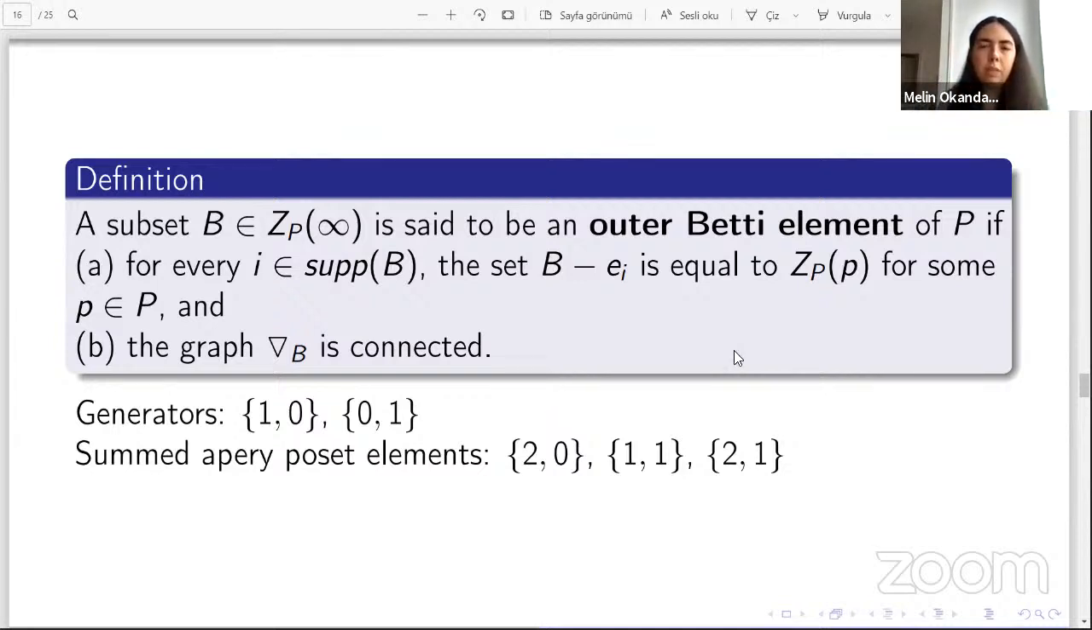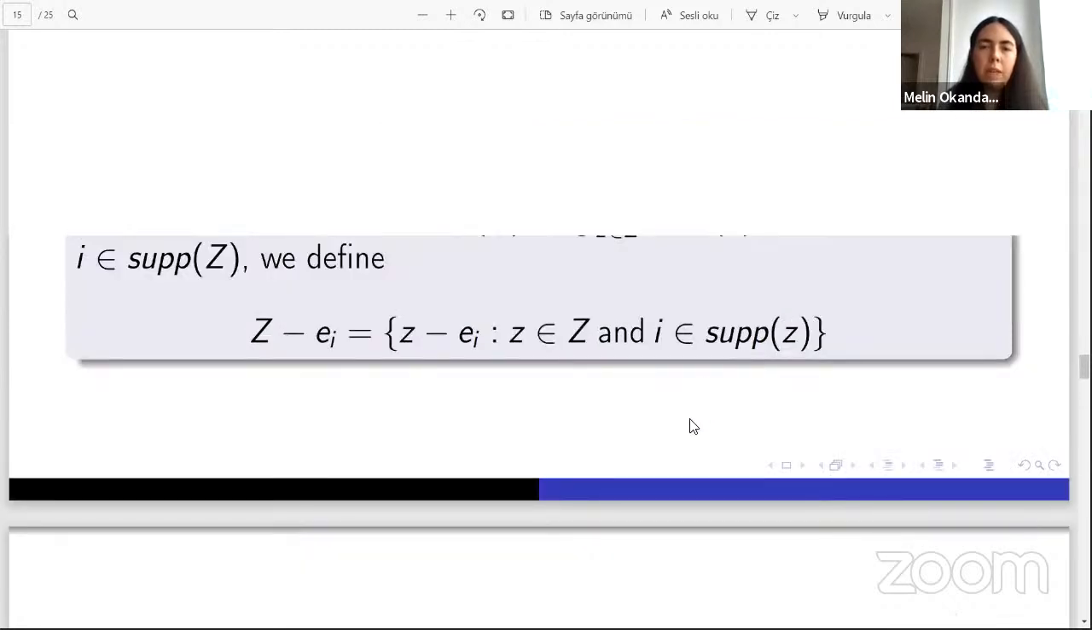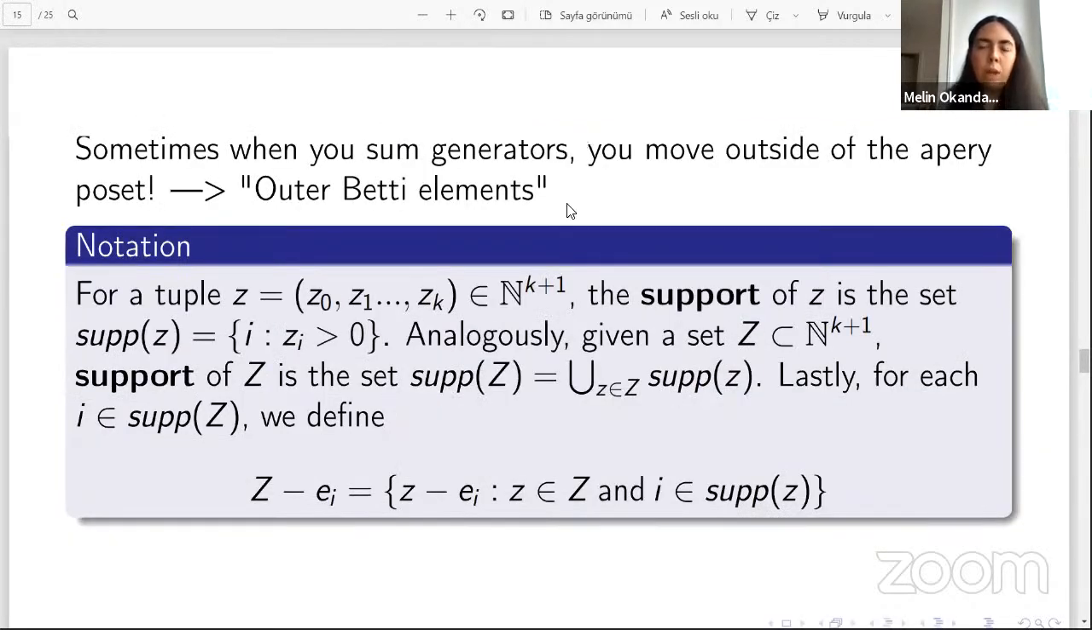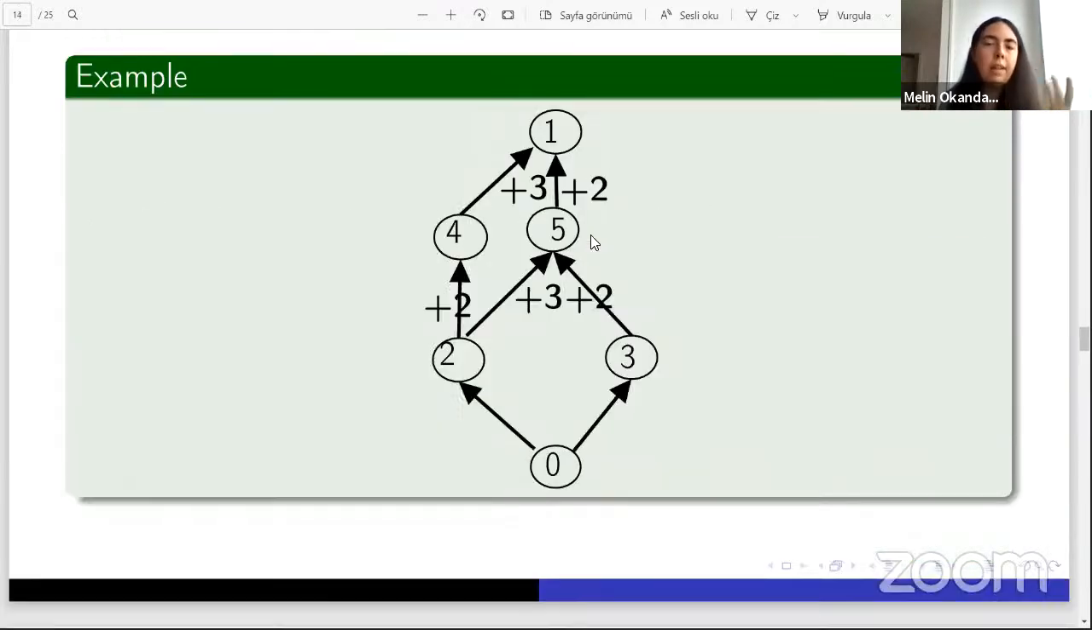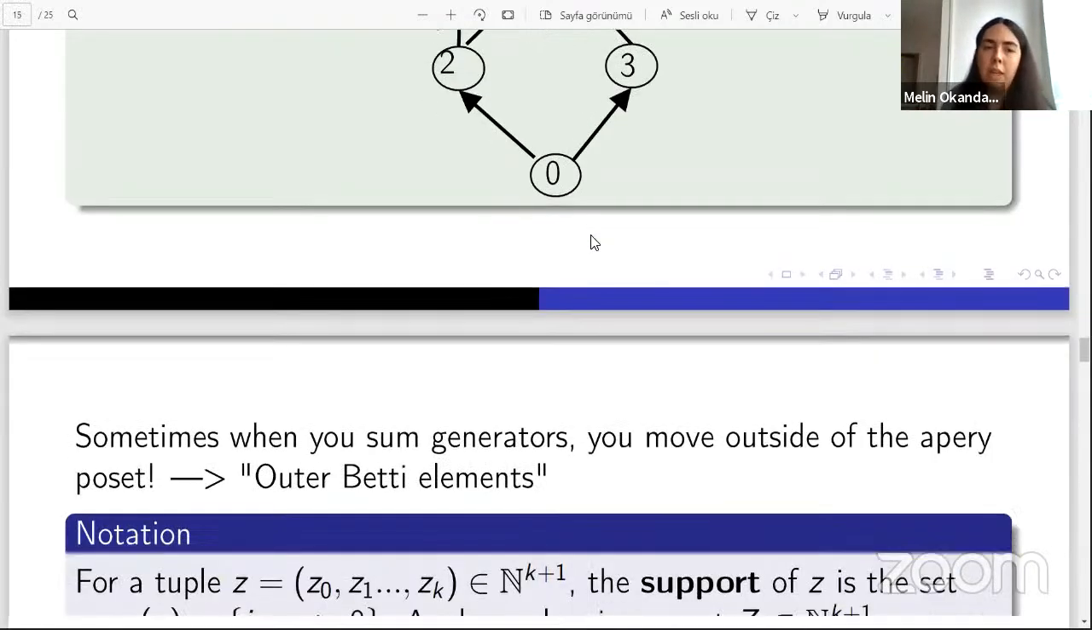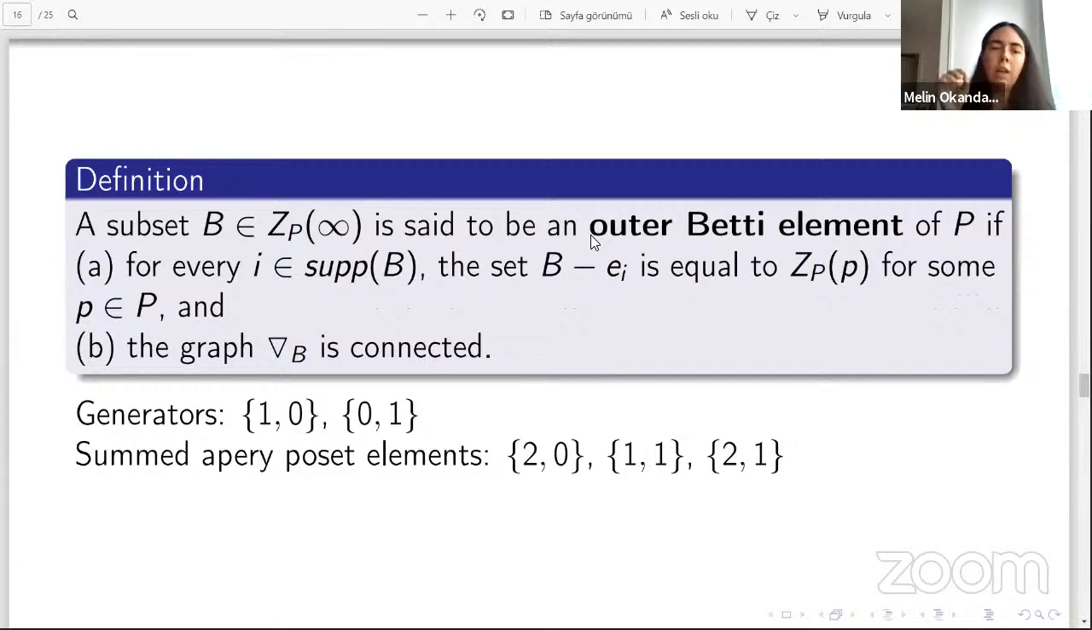As we said, in some ways, you move outside of the Apéry preposet. So when you move outside of the Apéry preposet, you are actually satisfying condition A here, even though it is a bit of an involved definition. This is what it is saying. Again, we have another restriction here. We do not just want any element that remains outside of the poset, but we want the graph of the set to be connected. So what do we understand from the graph?